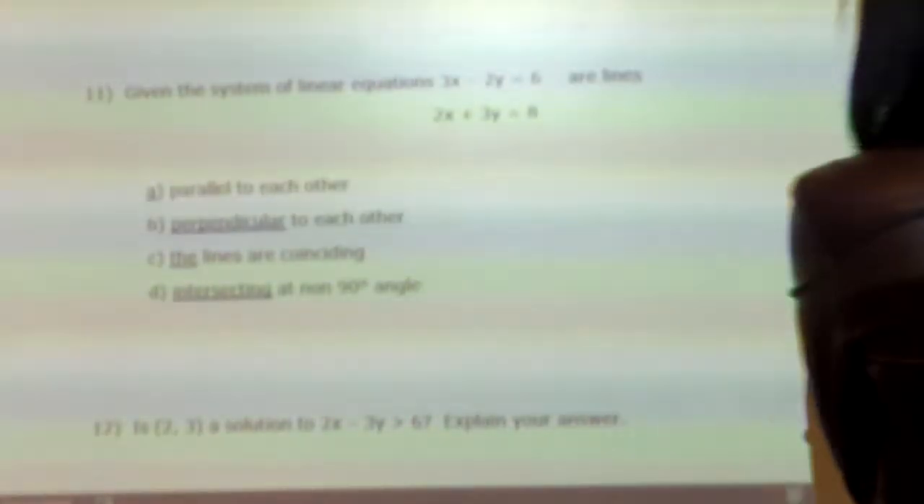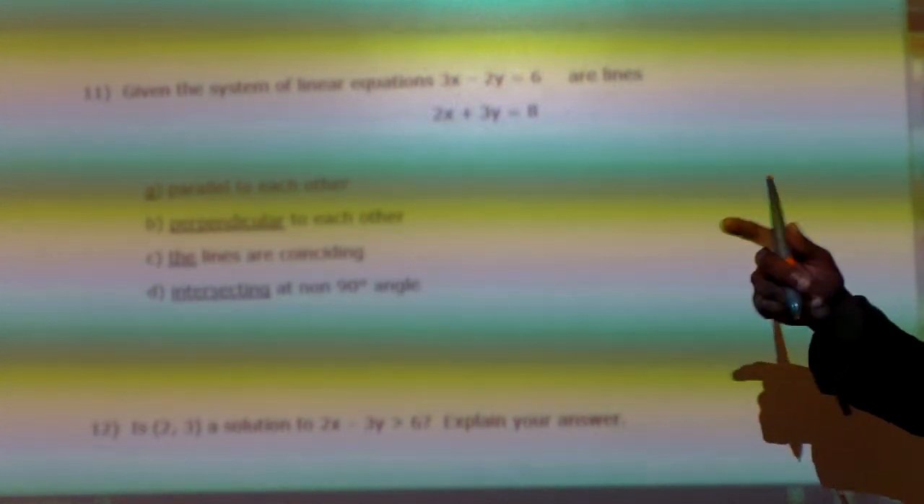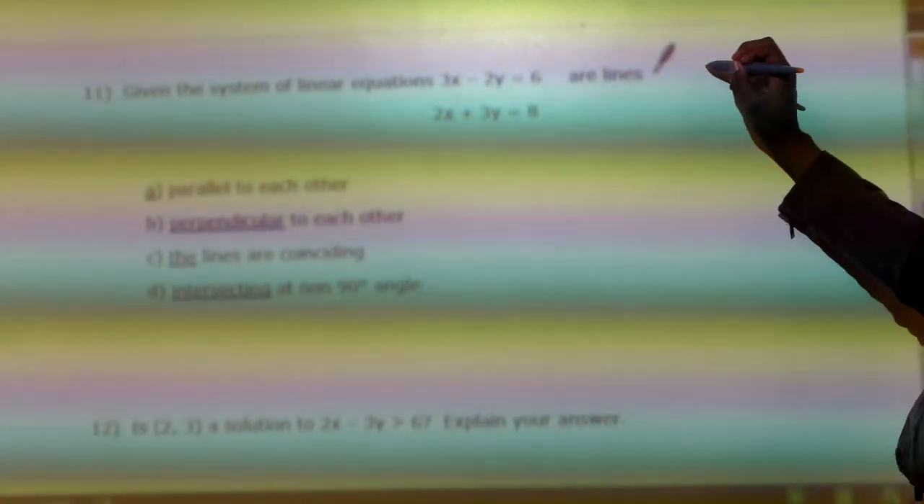Okay, we're on number 11. Given the system, y'all can go back and study. What method could we use? Graphing. Let's put them in y equals. Okay, so we use graphing on the first one.